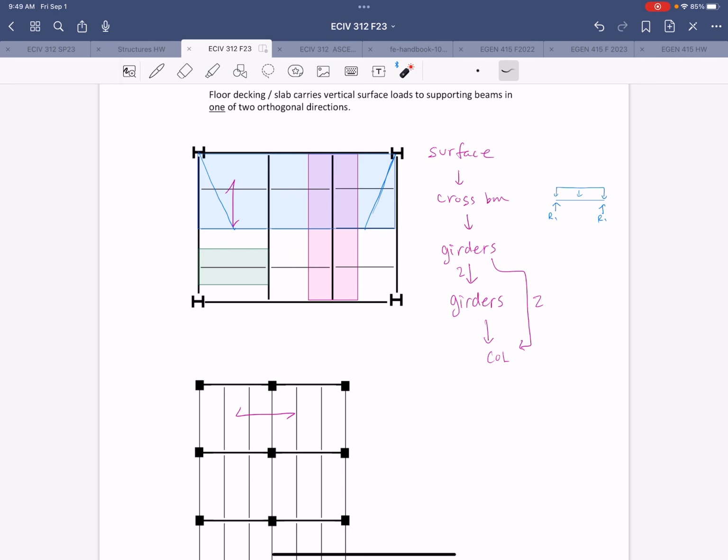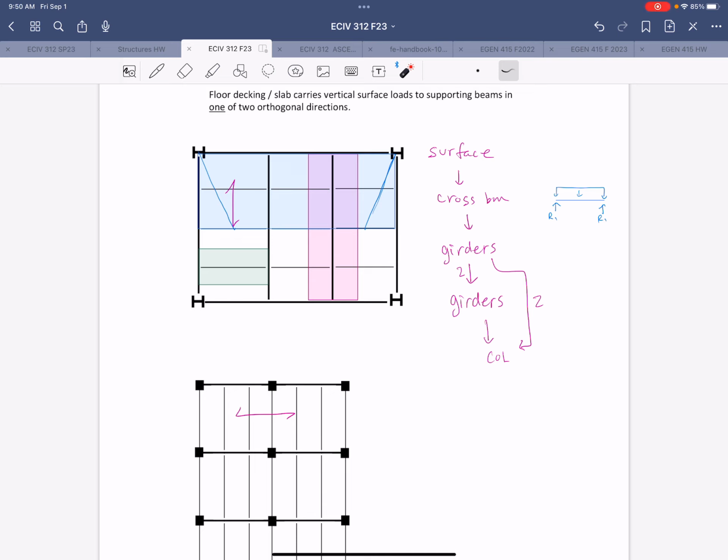What did you get for this girder? Three point loads. Yeah, 3 point loads. And what would be the magnitudes of those point loads? R1. Yeah, the reaction. So if R1 is here and here and here and here and here and here, what would be the magnitude of the point load right here on this beam? 2R1. Yeah, 2R1. So you have to think about that too.